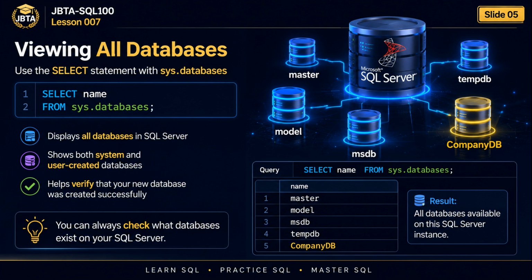Here, sys.databases is a built-in system catalog maintained automatically by SQL Server. When we execute this query, SQL Server returns a list of all available databases. You'll usually see the four system databases: Master, Model, MSDB, and TempDB. Along with them, you'll also see the database that we created, CompanyDB. This confirms that our database has been created successfully.